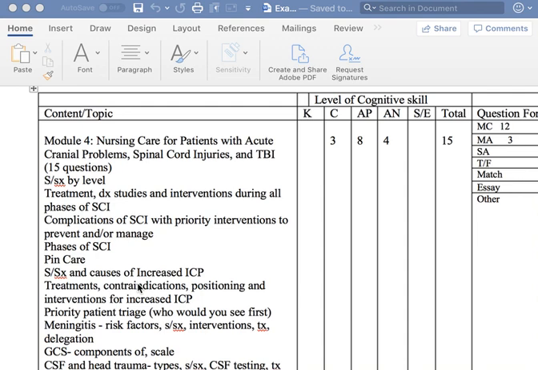But let's start by going over Module 4. So that is Chapter 56, pages 1419 to 1434. If you have your books out, turn to there, and we'll talk our way through that chapter.